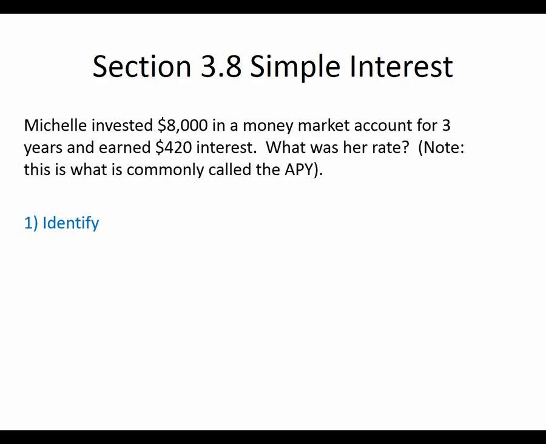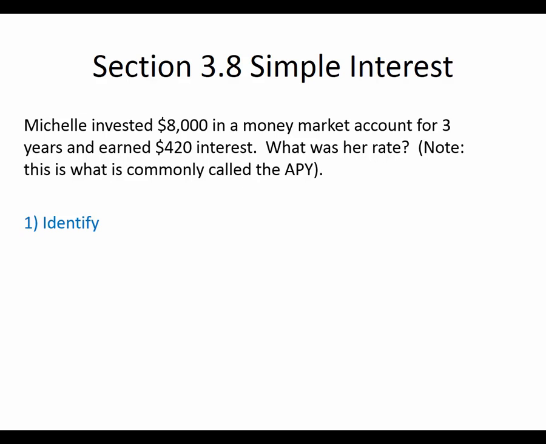This is what's commonly called the APY, or annual percentage yield, on an investment. And it's not always going to be the same as the listed interest rate for that account for various reasons. One of those reasons is compounding. That's the primary reason. But she wants to know how good an investment was this. What was the rate that she got?